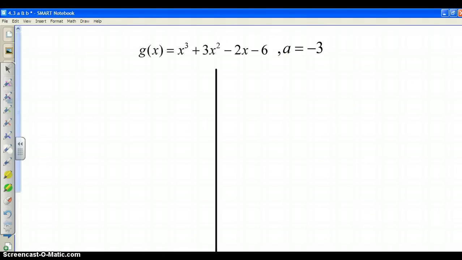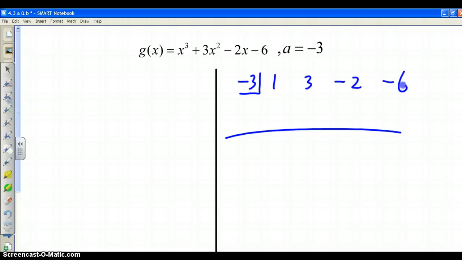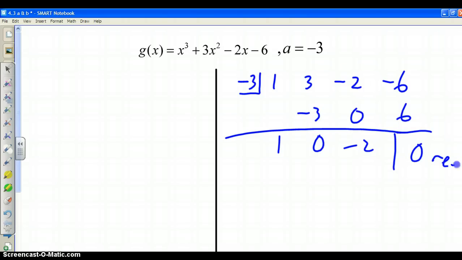If you want to try one more, we can do that. If it said use synthetic substitution or use the remainder theorem, all I would do here is put -3 in the box, take my coefficients, 1, 3, -2, -6. This is a very quick problem. Get 1, -3, 0, 0, -2, 6, 0. My remainder is 0, so guess what? That's my answer.